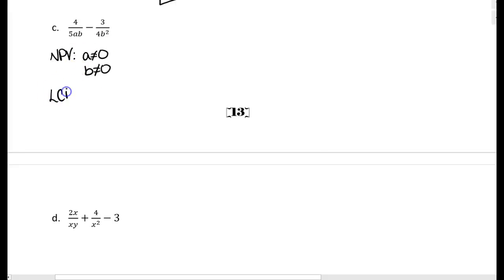My lowest common denominator, I'm dealing with 5ab and 4b squared. So 5 needs to be in here, a needs to be in here, b needs to be there twice because it shows up twice in our second one. And then 4 needs to be there as well. Now we can combine our like terms in terms of multiplying. So my final answer is going to be 20ab squared. That's my lowest common denominator.